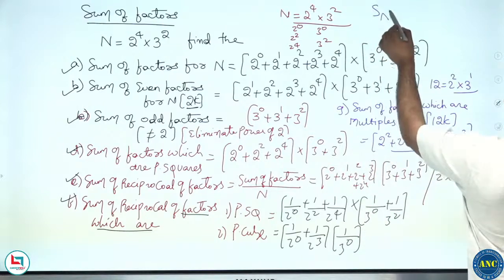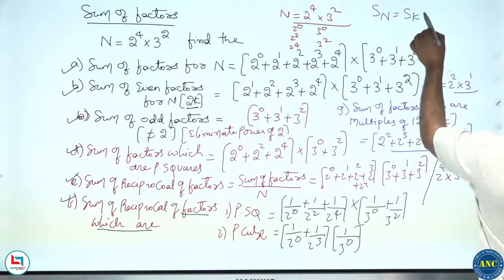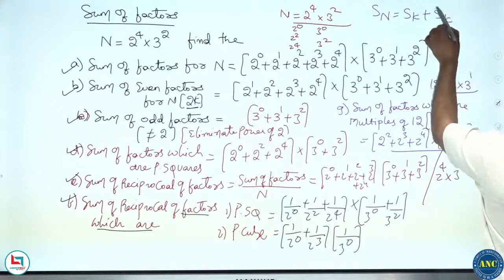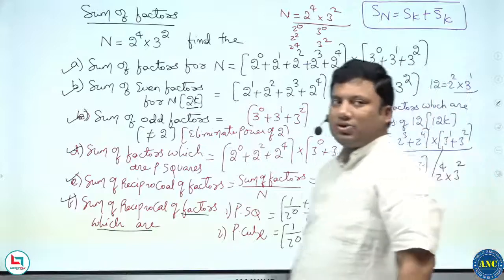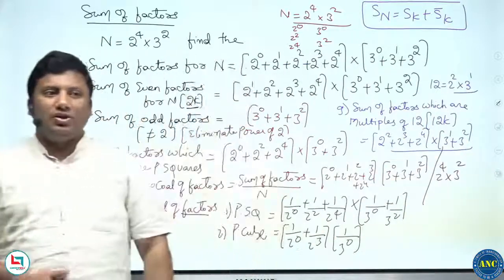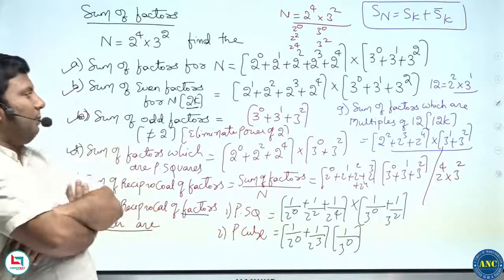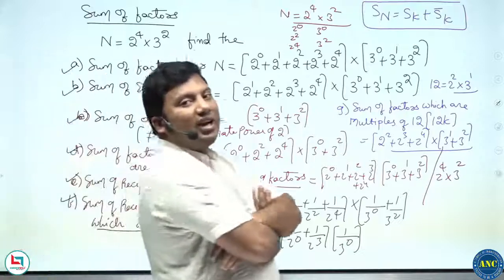Sum of the factors is given by the sum of the factors which are multiples of k plus the sum of the factors which are not multiples of k. That is, Sn equals Sk plus Sk bar. This is what we discussed at the end.